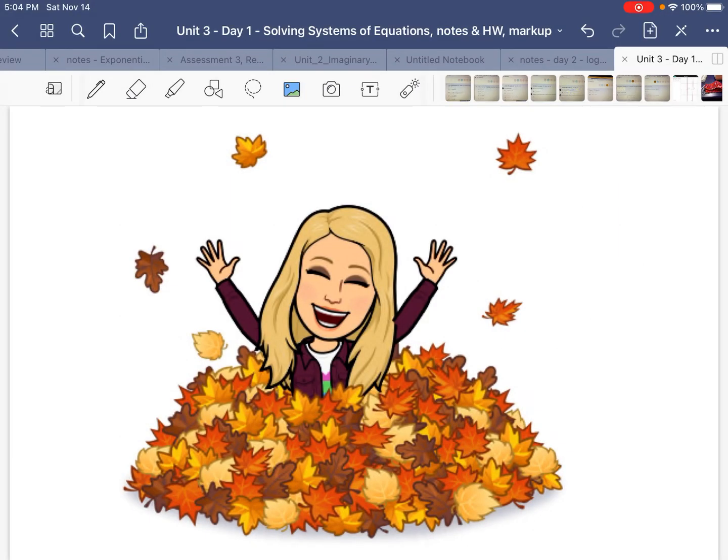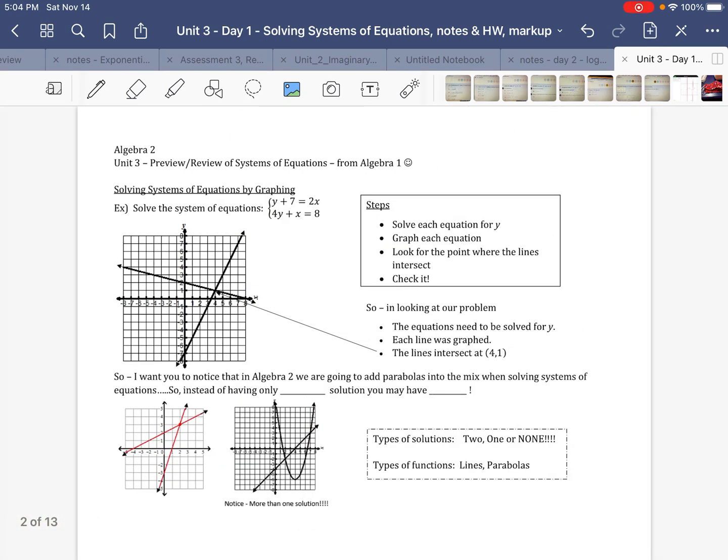All right, hello there. So today we're going to start Unit 3, and it's going to be a very short unit, and it's even cut shorter because the county told us not to do as many of the topics in Unit 3. So here we go.